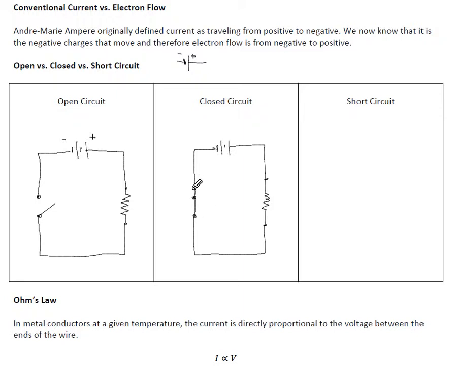So when you turn on the lights, you're actually closing the circuit. When you're turning off the lights, you're opening a circuit. So I'm going to draw that plus minus.